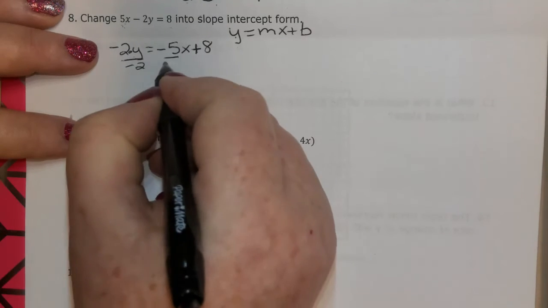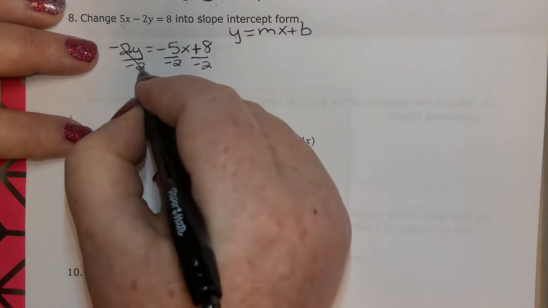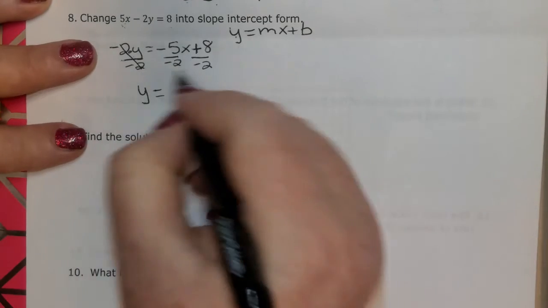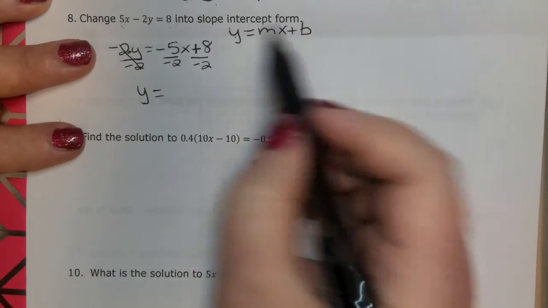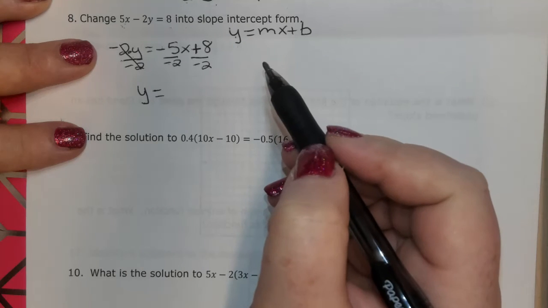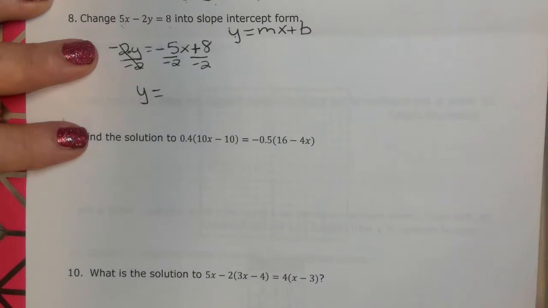I'm going to write it just to reinforce it. That cancels. That was the whole point. Y is by himself now. Now we're just going to clean this up. Simplify it. Two negatives. A negative divided by a negative is a positive. 5 over 2. That is reduced.